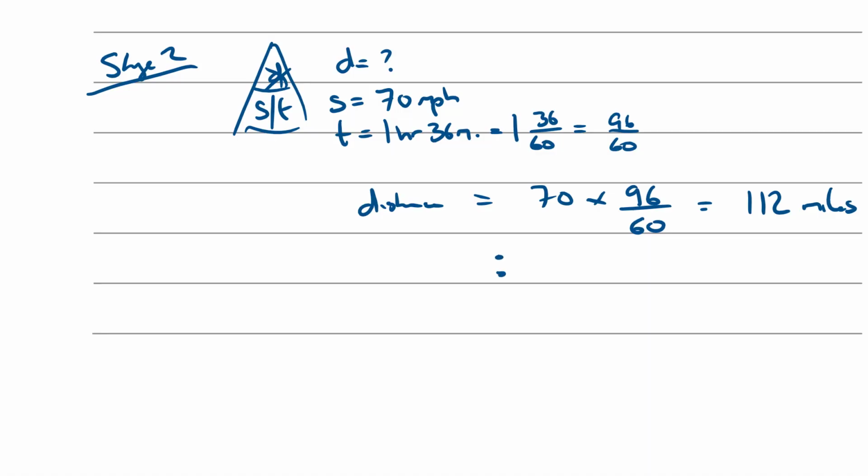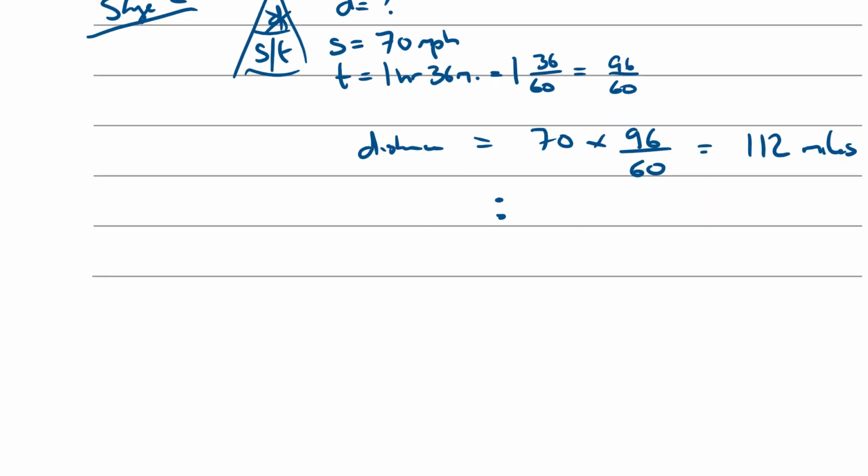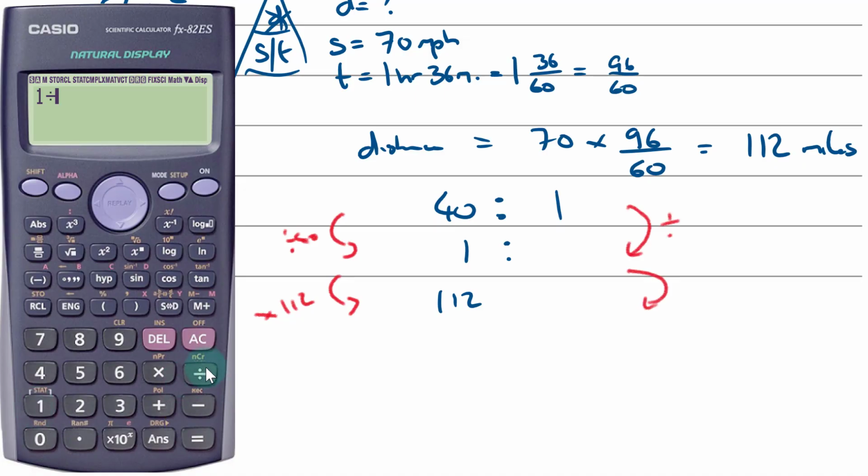So again, miles to gallons: we can do 40 miles in 1 gallon. Okay, so again, going via 1, and then up to 112 would mean dividing by 40 and times by 112. So if I do it on that side, I've got to do it on this side as well. Divide by 40, times by 112. So taking 1 divided by 40 times 112, I get 2.8.